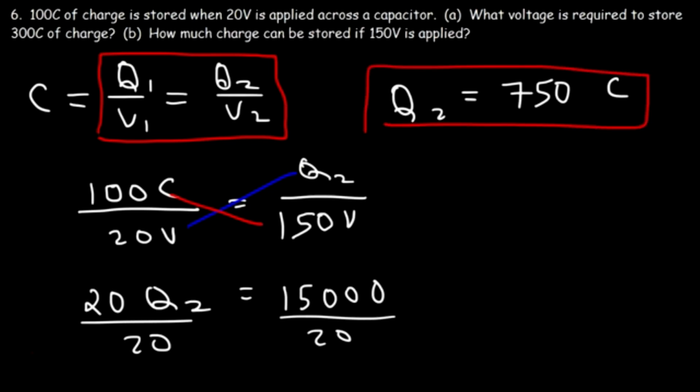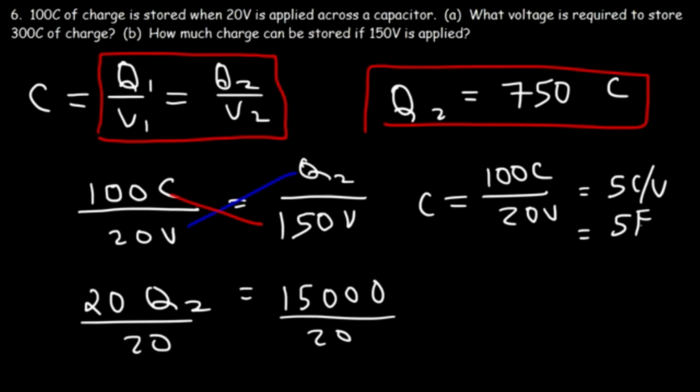So as you increase the voltage across a capacitor, more electric charge can be stored. And the ratio between how much charge you can store at that given voltage can be used to calculate the capacitance. So if we want to find the capacitance, here's what we can do. We can take the Q1 value, which is 100, and divide it by 20. That's going to be 5 coulombs per volt, so that's 5 farads.